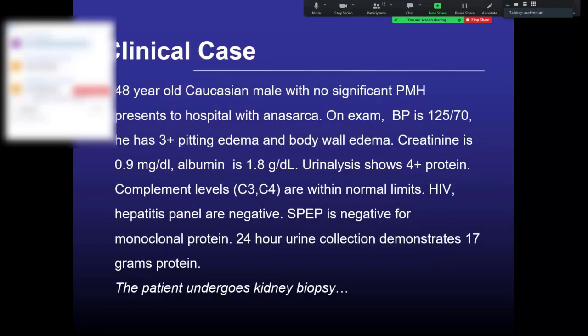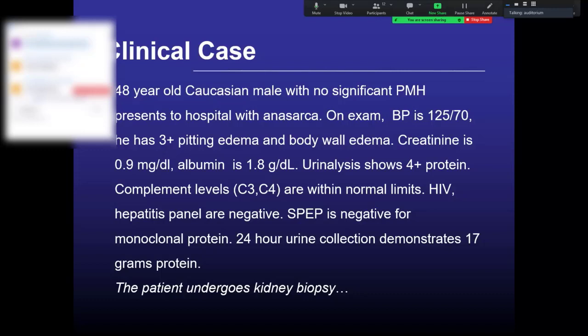So I have another clinical case. I think clinical cases are the most fun. This is not a question. This is actually a patient of mine and how he presented in my clinic. Actually, he presented to the hospital when I first saw him. A 48-year-old gentleman, no significant past medical history, presented to the hospital with just diffuse edema and anasarca.